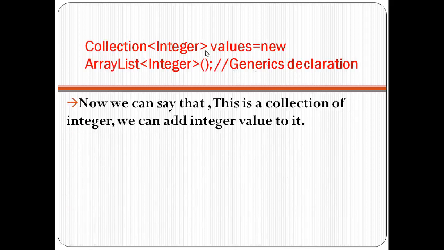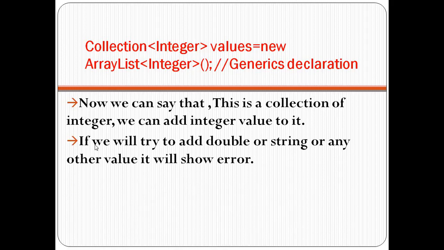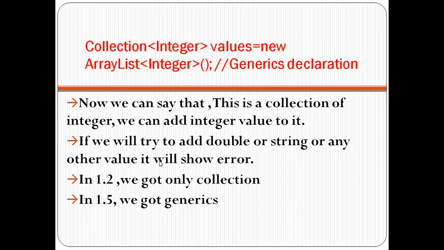A generics declaration is like Collection<Integer> values = new ArrayList<Integer>. That means this Integer is the generics. Now we can say that this is a collection of Integer. We can add integer values to it only. If we try to add some other value like double or string, it will show an error.